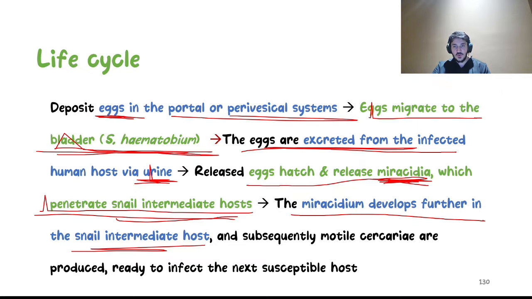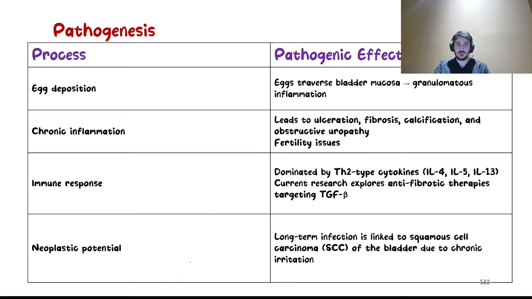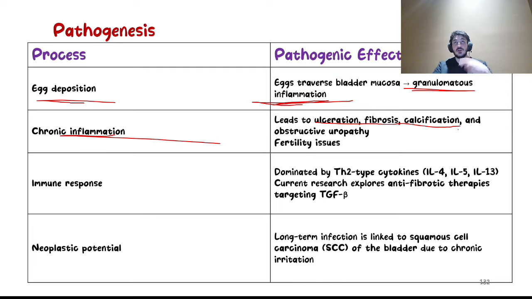And for better understanding, why do we care about the egg migrating to the bladder? Because this egg migrating to the bladder will cause formation of granulomas, and this will lead to chronic infection and chronic inflammation, and can lead to malignant transformation. So egg deposition is going to lead to granulomatous inflammation. This chronic inflammation is going to lead to ulceration, fibrosis, calcification, and chronic inflammation usually in the body is going to lead to what? Neoplastic potential. And in this specific case, it's squamous cell carcinoma of the bladder.